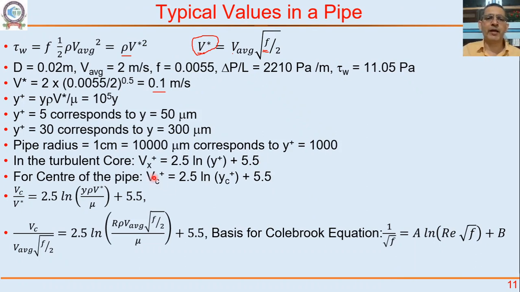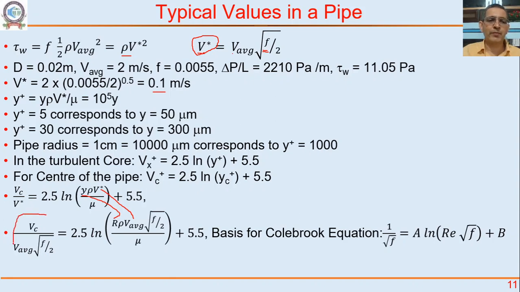At the center of pipe, what can we write? Vc plus is just equal to, we are just writing in terms of the center of the pipe, 2.5 ln y plus 5.5. Substitute. Vc plus is nothing but Vc, the center line velocity, divided by V star, equals 2.5 ln y rho V star by mu. Y is now the radius of the pipe, so it is R. R rho V star is R rho V average root f by 2 mu. So Vc by V star equals Vc over V average root f by 2.